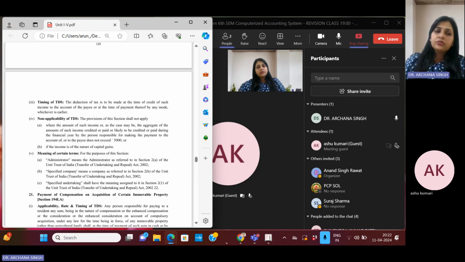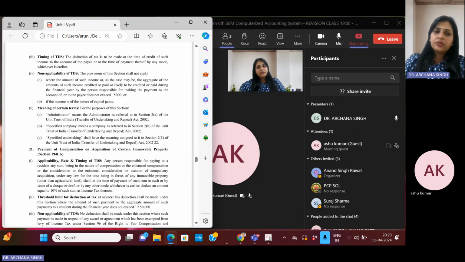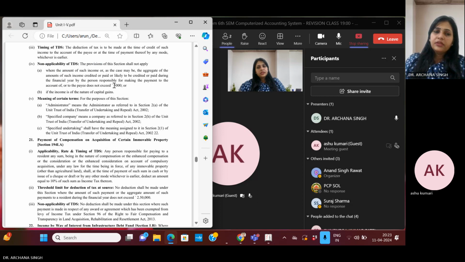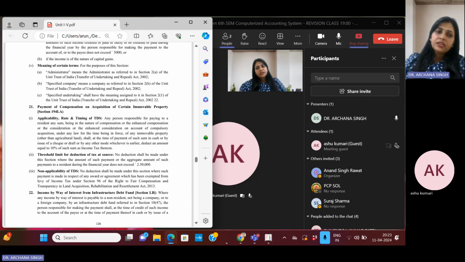Timing क्या होगी? When the payment is made, either through cash, cheque or draft, whichever is earlier, okay. And non-applicability कब होगी? जब इसकी जो income है, when the income is not exceeding rupees 5,000, and if income is of the nature of capital gains then TDS will not be deducted. Then meaning of certain terms: what is the administrator, specified company or specified undertaking? Administrator means administrator as referred in section 2(a) of the Unit Trust of India (Transfer of Undertaking and Repeal) Act 2002, where they had defined the term administrator.